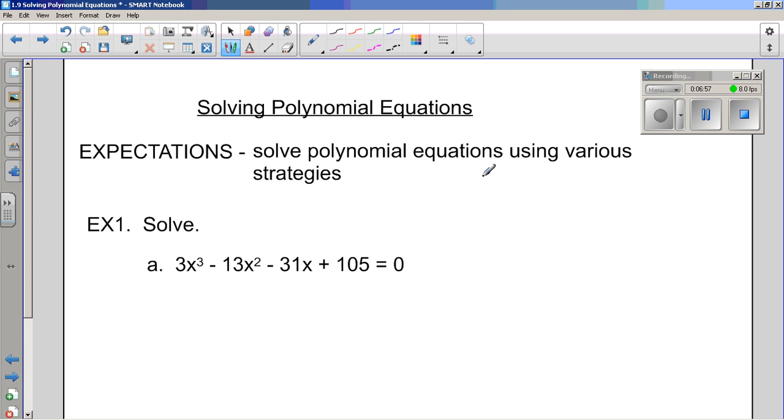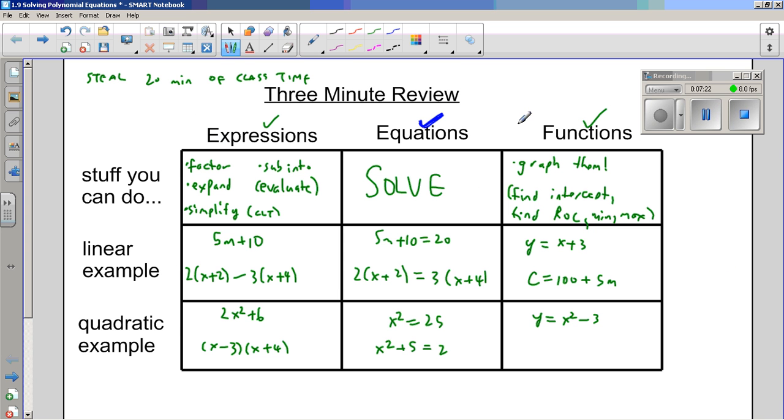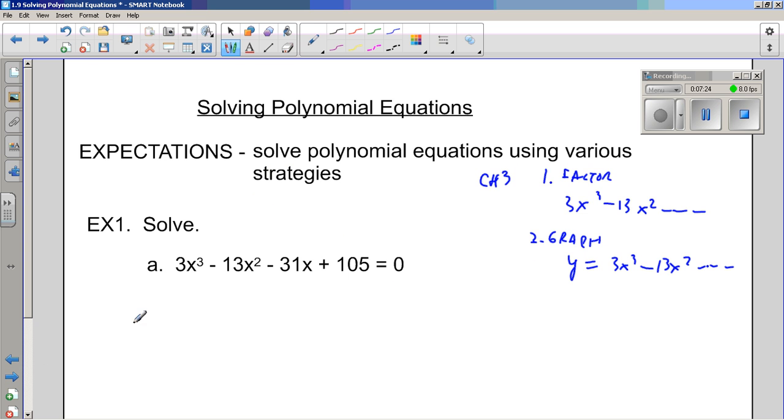In chapter 3, just to drive home this point, we've seen the question "factor something like this," right? We've also seen the question, this would be a question, "graph this." But we've never seen, by the way, that's expressions and functions, we've never seen just a plain old "solve." But we have, haven't we?